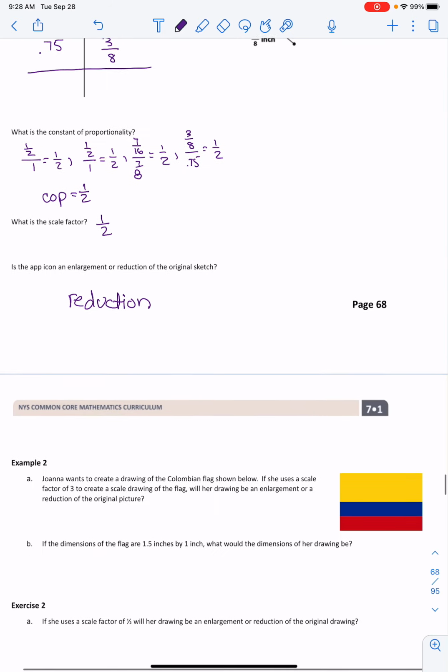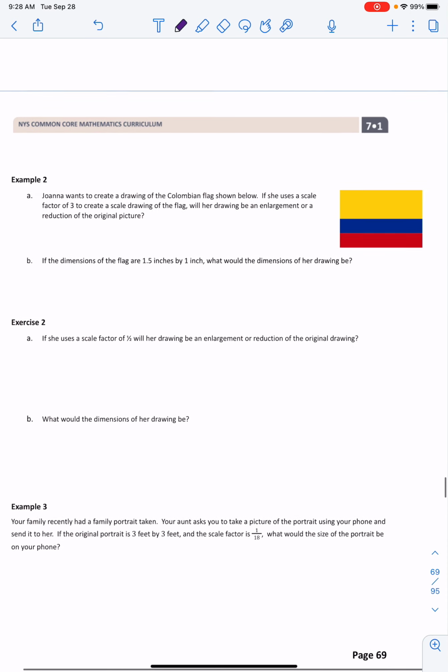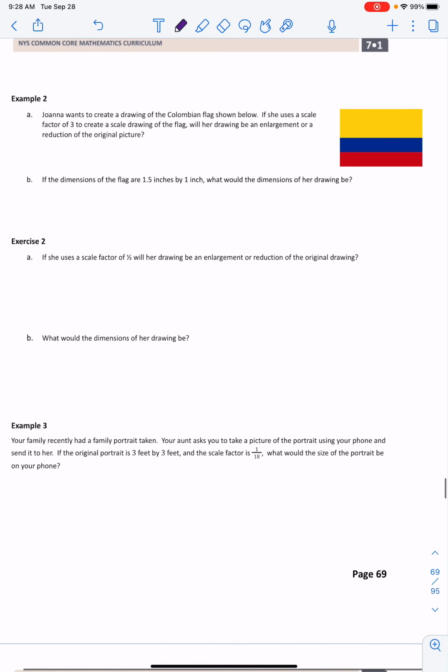So next, for example 2, it says, Joanna wants to create a drawing of the Colombian flag shown below. If she uses a scale factor of 3 to create a scale drawing of the flag, will her drawing be an enlargement or a reduction of the original picture? Because it's greater than 1, it would be an enlargement.